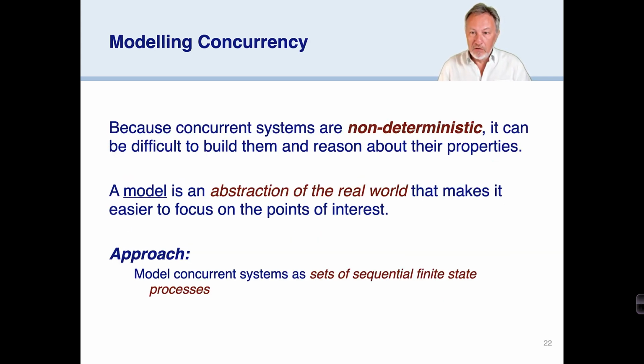So because concurrent systems are non-deterministic, it can be difficult to build them and reason about their properties. So what we're going to do is model concurrency by abstracting away from this very detailed world and focus instead on the particular points of interest. So this is what modeling is. Instead of looking at all of the real world in all of its detail, we just highlight the points that are of interest. This is exactly what we'll do with our concurrent programs. We'll try and identify the particular states of interest and view a concurrent system as a set of threads which are sequential finite state processes.